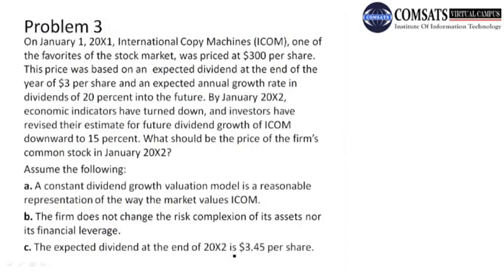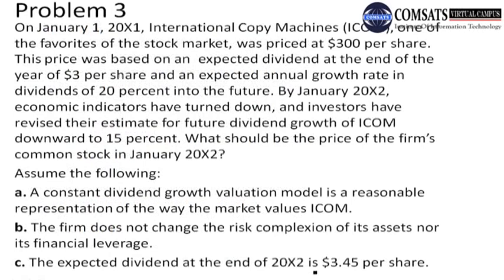It says on January 1st, let's say 2011, International Copy Machine, one of the favorites of the stock market, was priced at $300 per share. It was quite popular in the market and the demand was quite higher, and the price per share was $300. This price was based on an expected dividend at the end of the year of $3 per share, and expected annual growth rate in dividend is 20%, or dividend ka growth rate, that is we represent it as G, it is given as 20%.